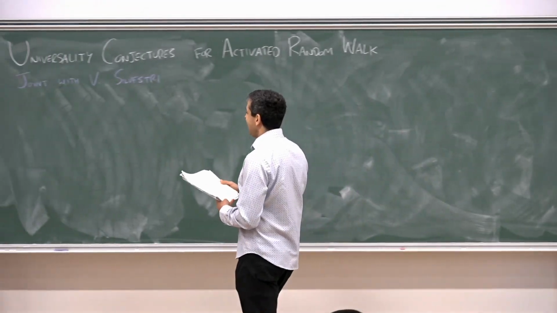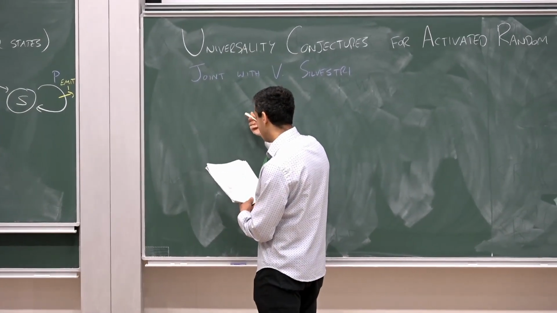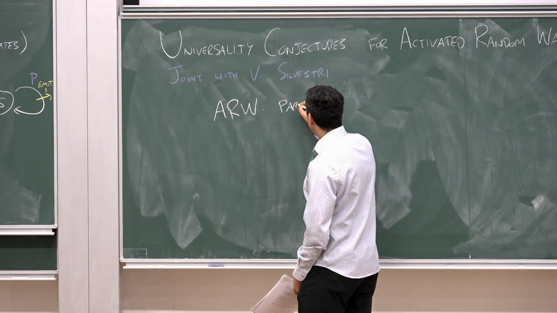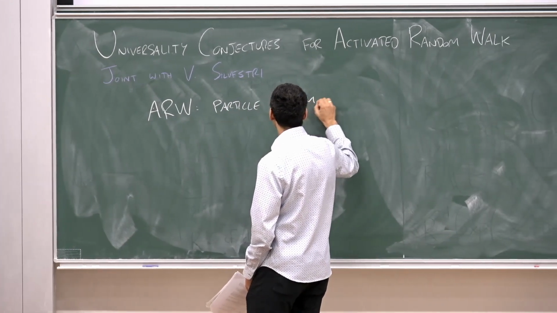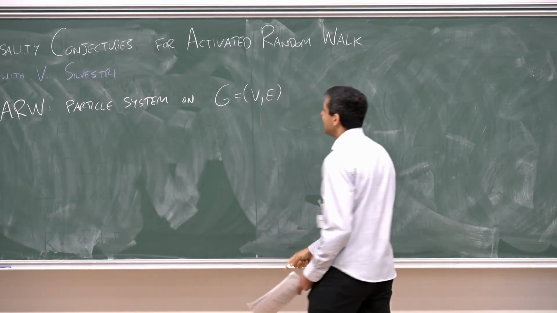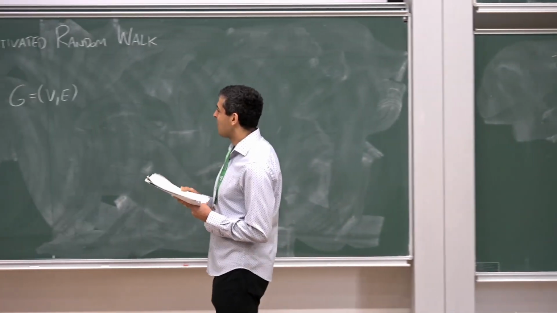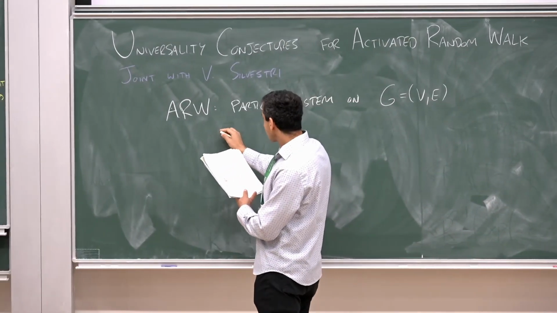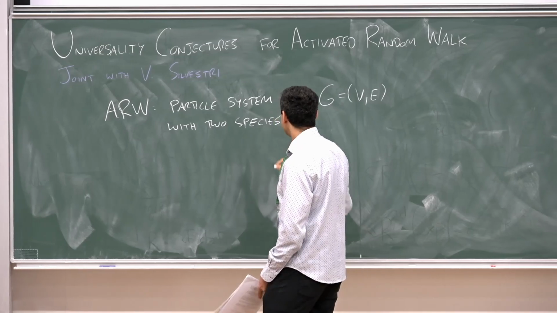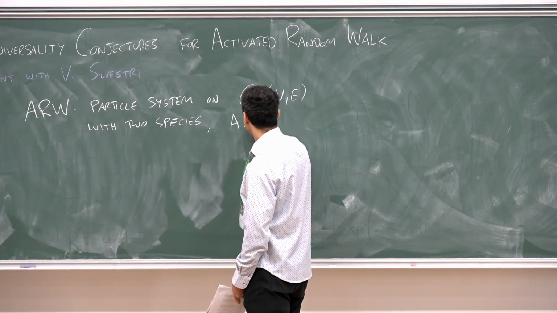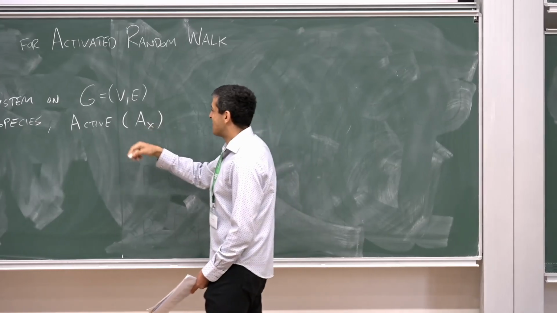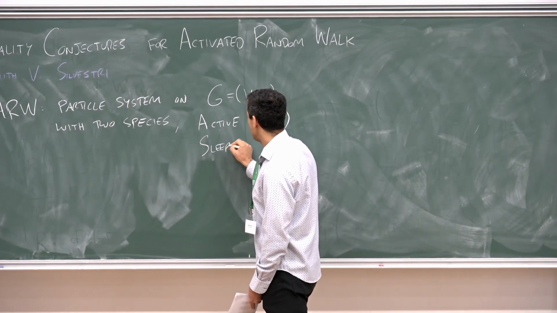Its definition will look very different from the sand pile, but think of it as an interacting particle system. Again, we'll work on a finite or infinite connected graph, always locally finite, and we'll have two species of particles, active and sleeping. If there's an active particle at vertex x, I'll denote that A_x, and a sleeping particle S_x.